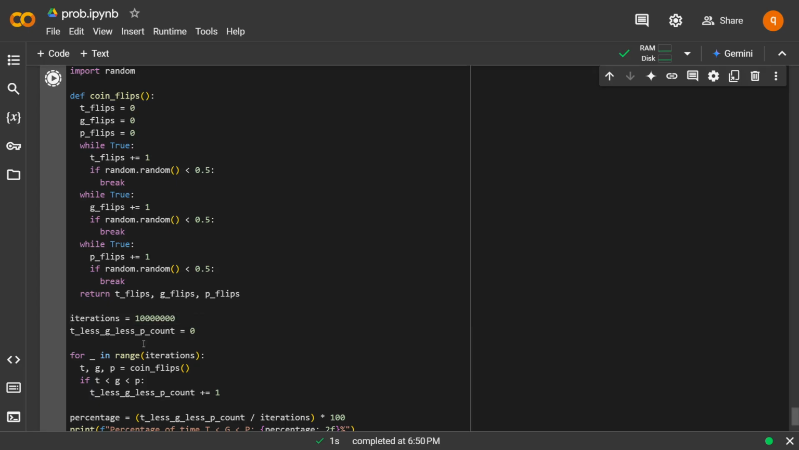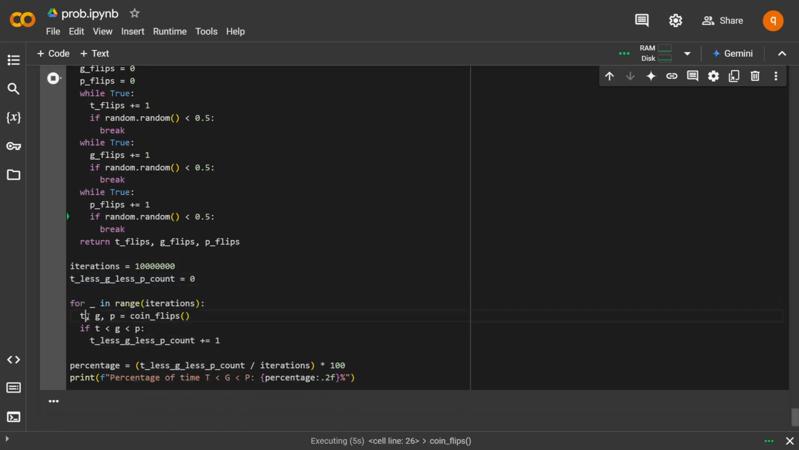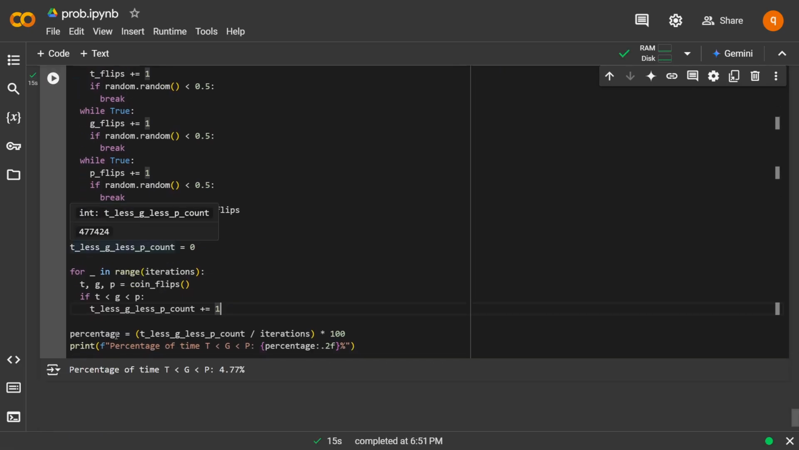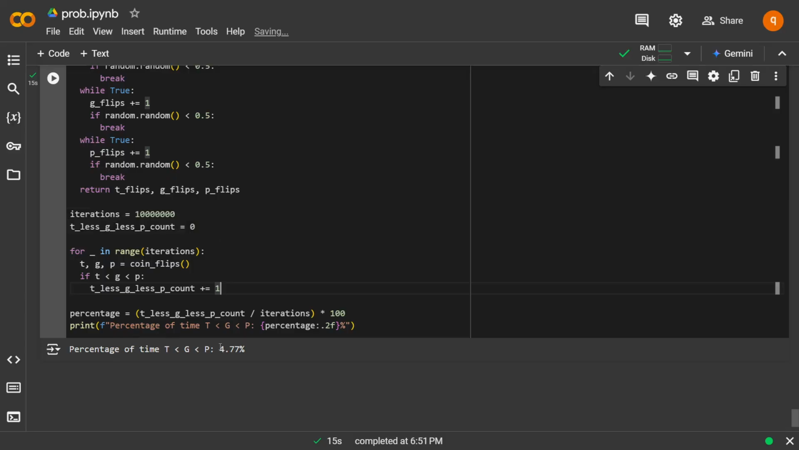Okay, so while it runs, let's go through the code. So T less than G less than P. So you get their coin flips and total coin flips and how many times it happens. So we do the iteration till we have to break. Okay, and the percentage is, 15 seconds, 10 million flips. That's a lot of it. It's 4.77%. That's not bad.